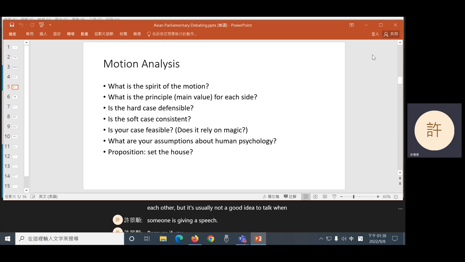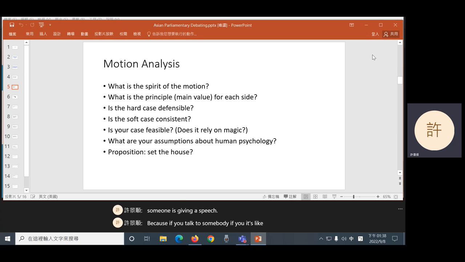Because if you talk to somebody, it's like texting, right? If you send a text message, the other person can decide whether to read it now or later. But if you talk to somebody, the person who's listening cannot hear the speaker. They're just listening to you. So that's why people pass papers around. It's more flexible.